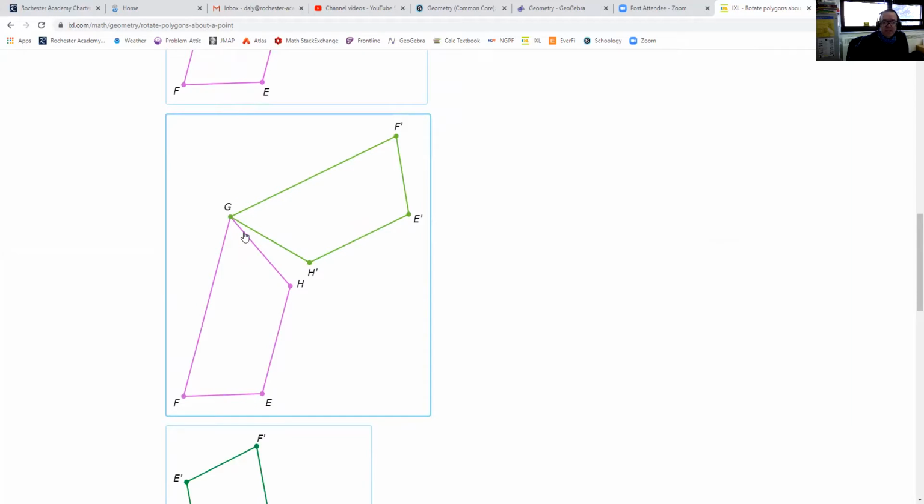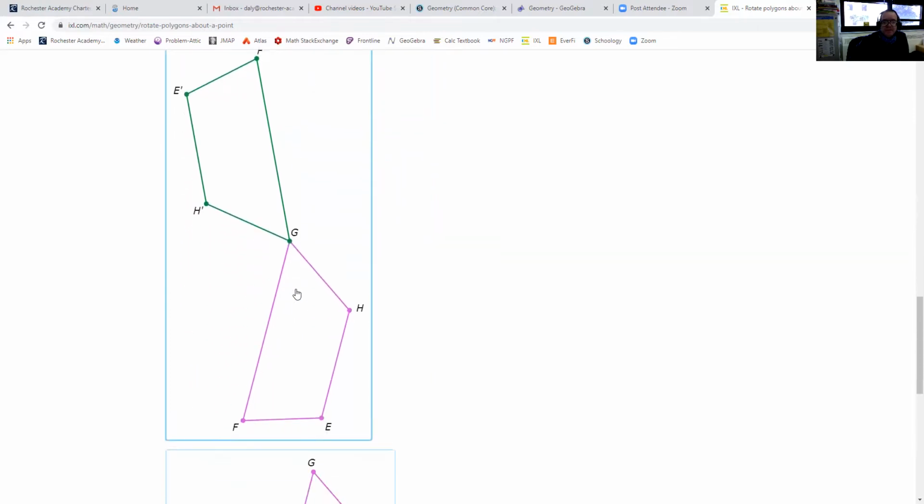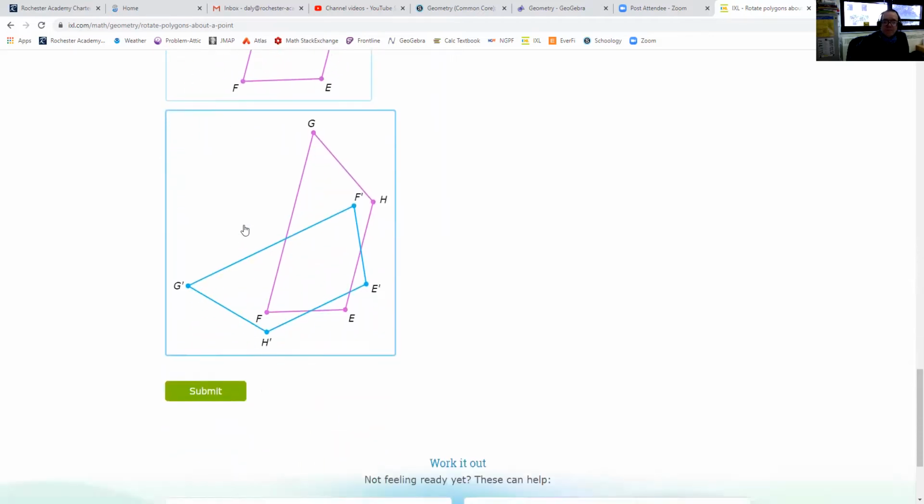Okay, first of all, H to G to H prime here is really small. And the other thing to notice is that F to G to F prime isn't even the same angle. So this actually isn't a rotation. This is a reflection. We're reflecting across a line like this. Here, H to G to H prime is actually a reflex angle, so this would be a clockwise rotation of like 160 degrees or something like that. So that's not what we're looking for.